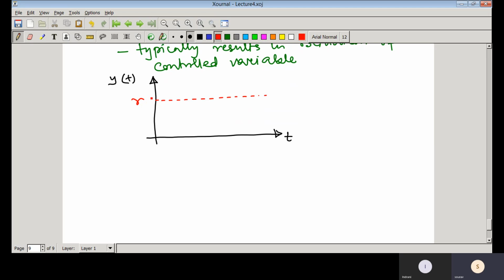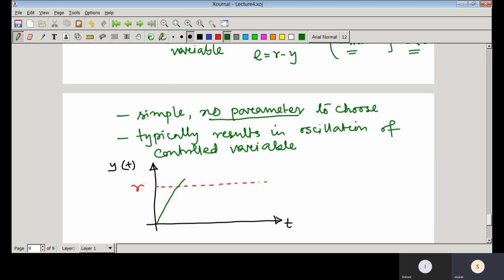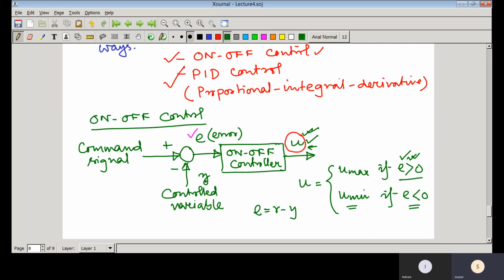Whenever that output is increasing like this, and whenever this y crosses that r, then you can see from here that whenever y is greater than this r, obviously that error signal becomes negative, and whenever the error signal is negative, u equals u min.